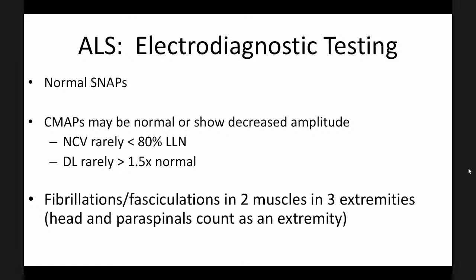So we have a normal sensory nerve action potential. The compound motor action potential may be normal or slightly decreased in amplitude. We have fibrillation and fasciculation in the case of EMG. So we have three hallmarks: normal sensory nerve action potential, decreased compound motor action potential, and fibrillation and fasciculation on EMG.